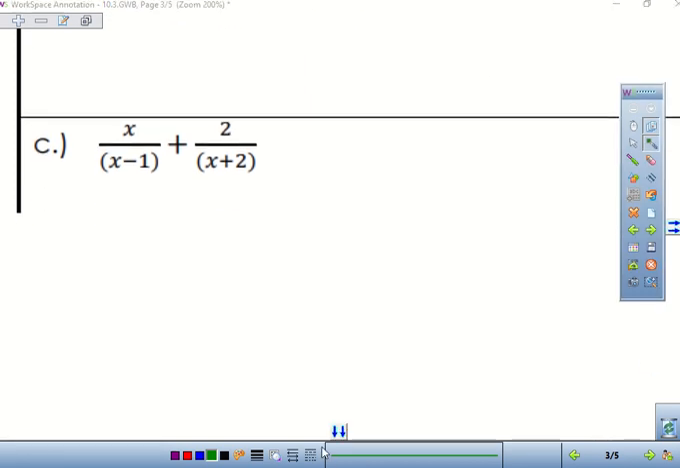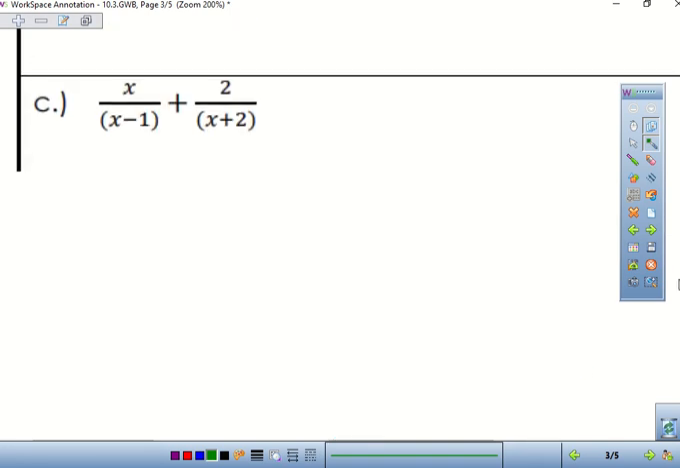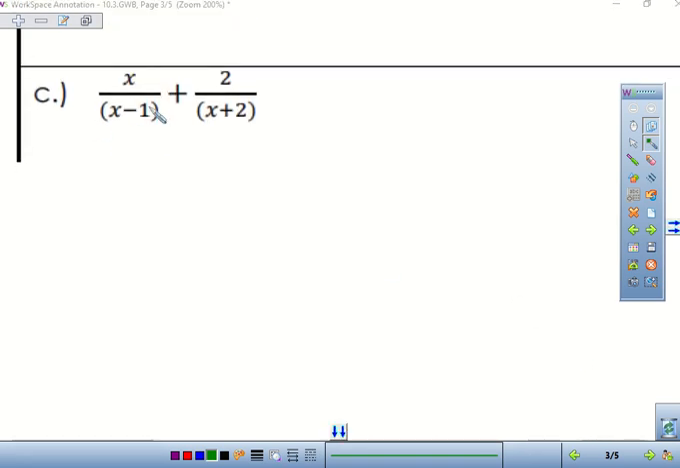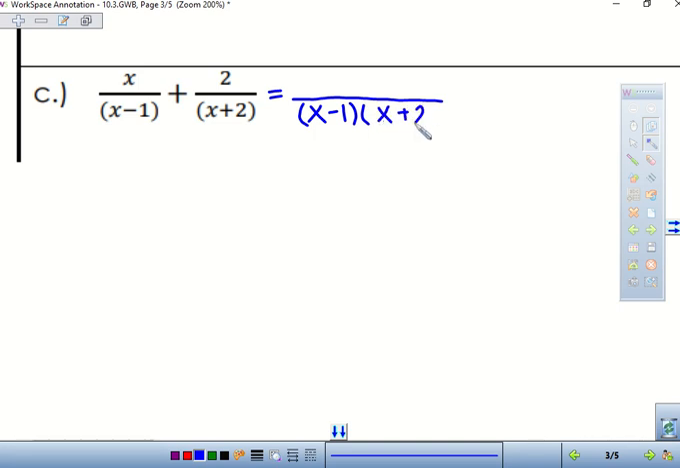Next one. So on this one, you might be looking at these and thinking they have an x in common, but that doesn't count because these are separate factors, right? So each one of these factors has no common factors, of course, because they're two separate factors. So when you don't have any factors in common, your least common denominator is just going to be the product of whatever those two denominators are. Okay, sometimes the LCD is just the product of those two things.